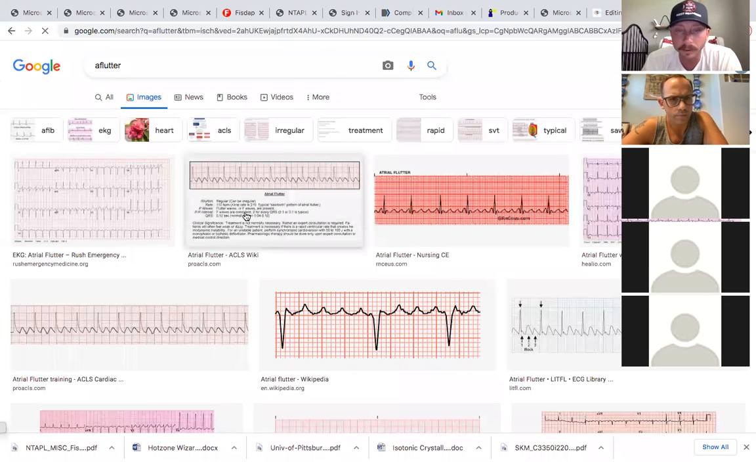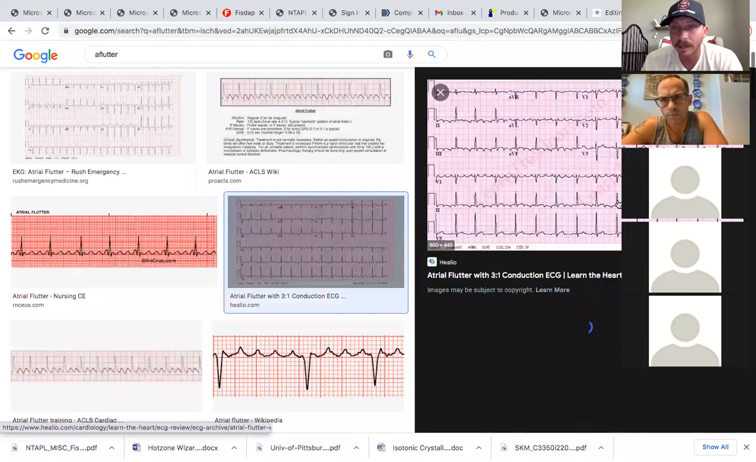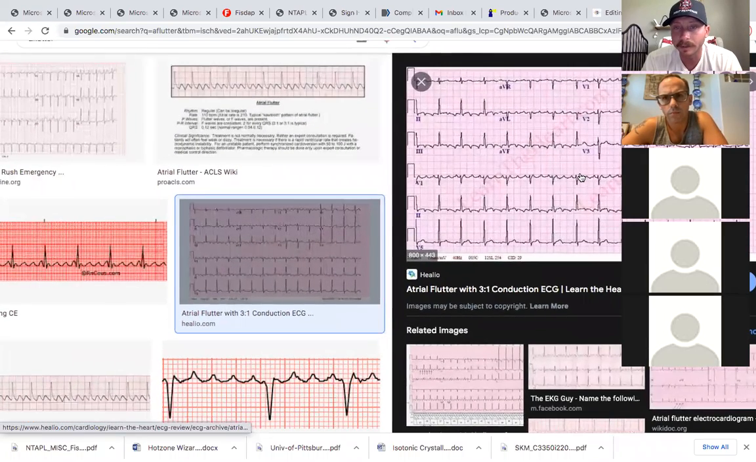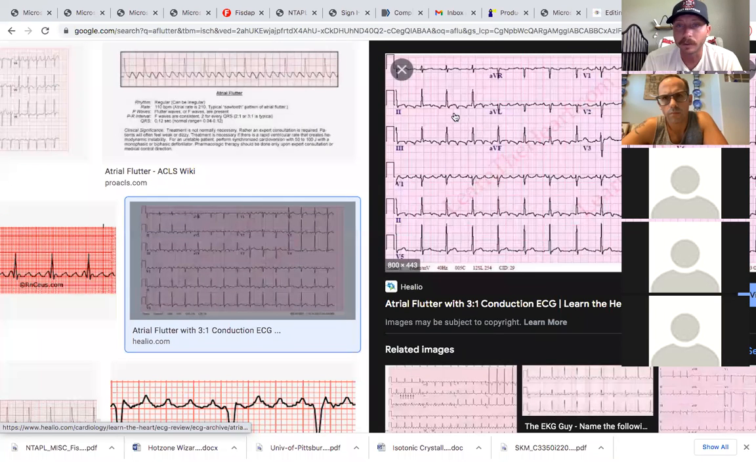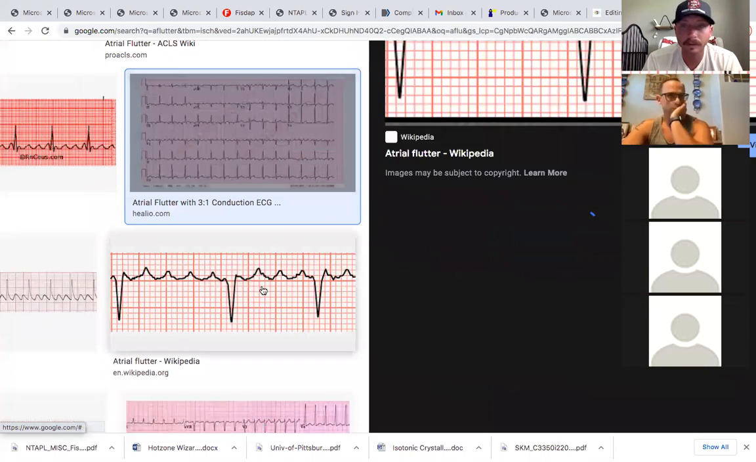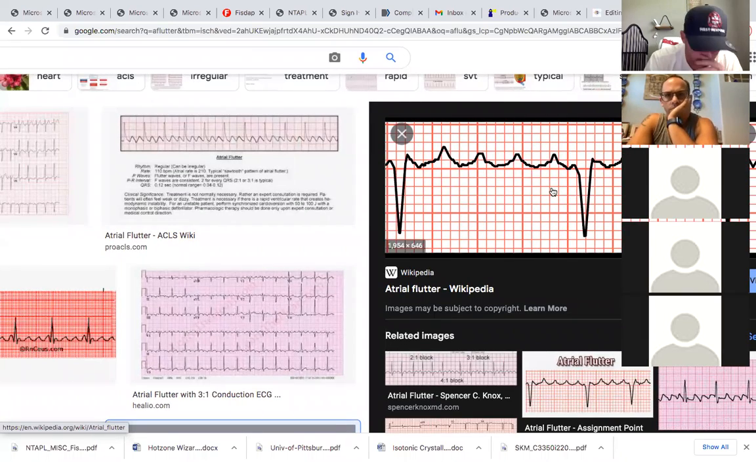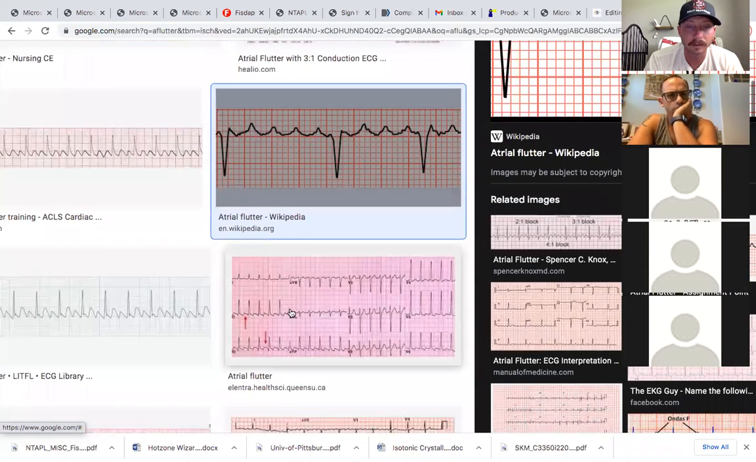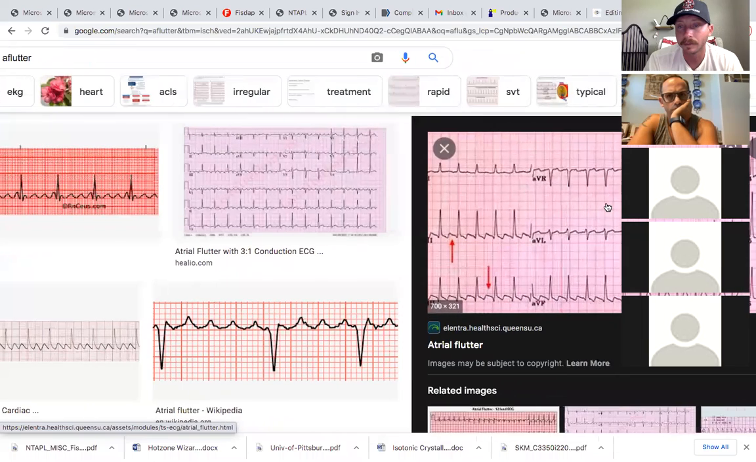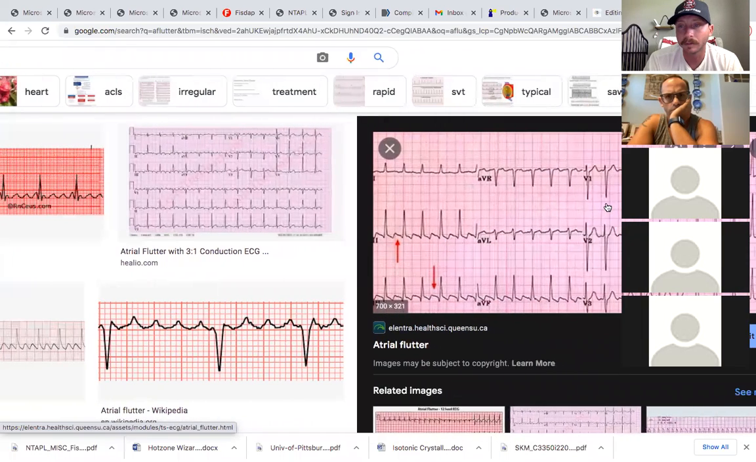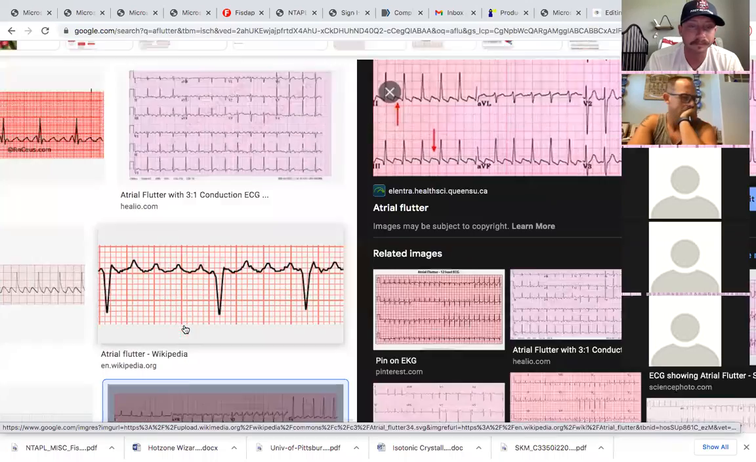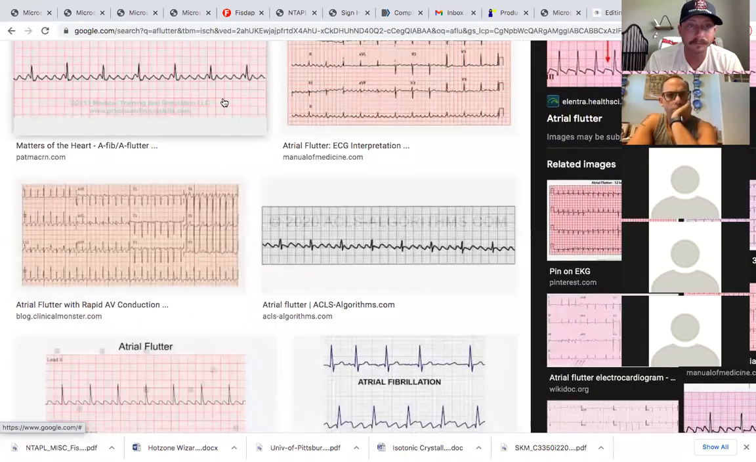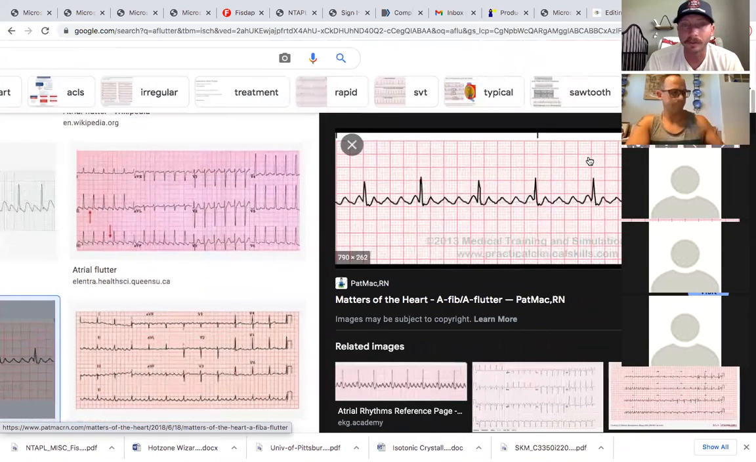Just to point out, the big identifier on your atrial flutter here is your flutter waves, right? That sawtooth type presentation here. A little bit easier to see in the computer generated A flutter. Real easy to see in this one, right?